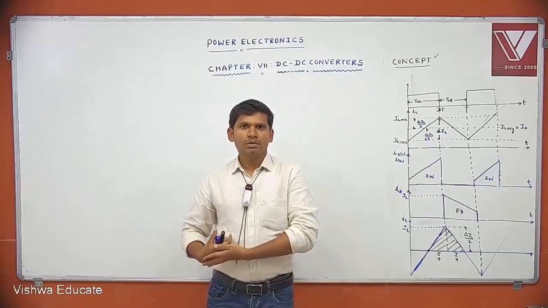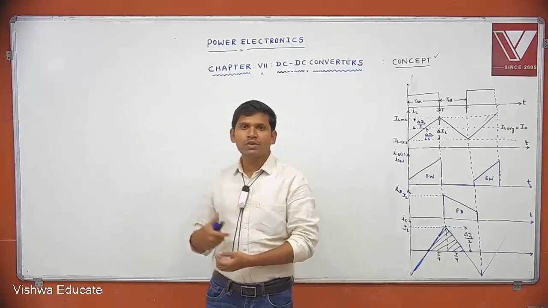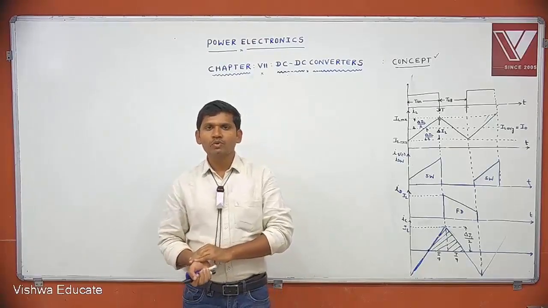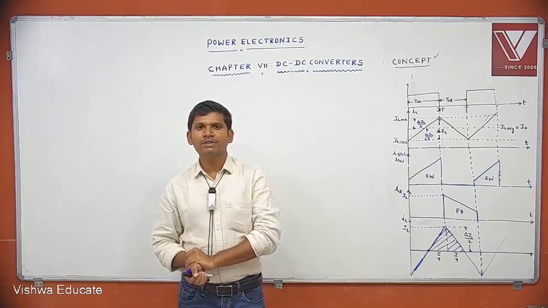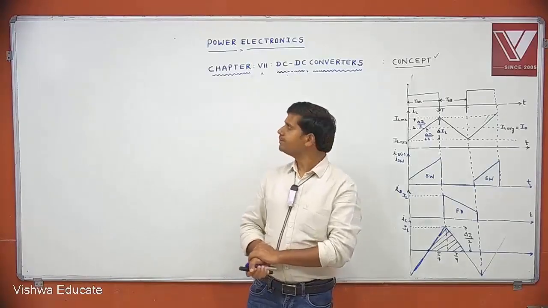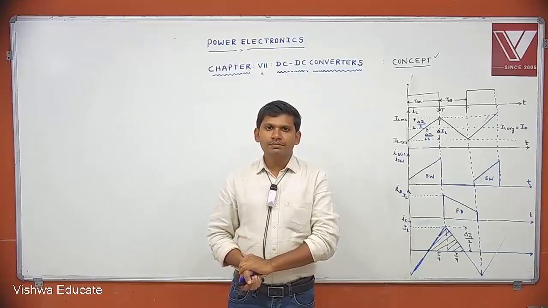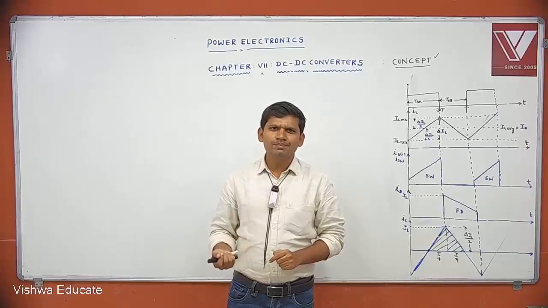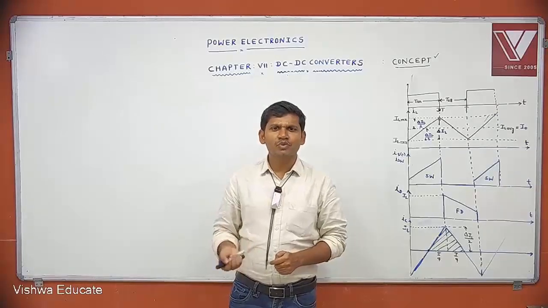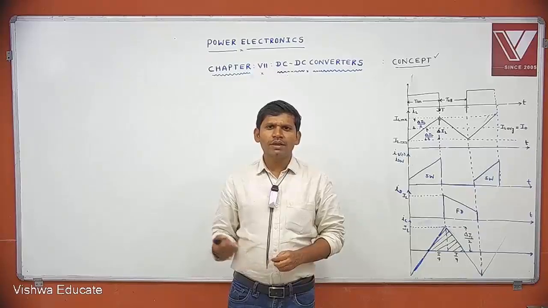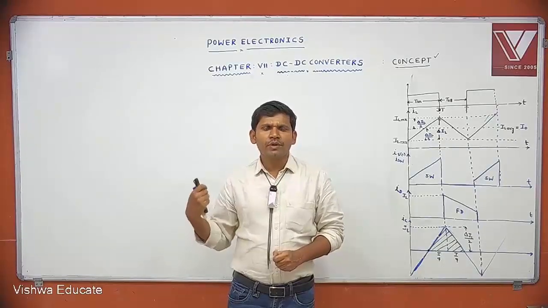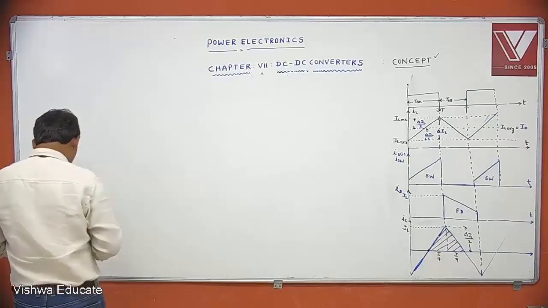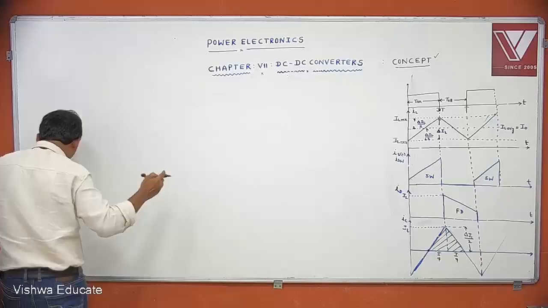So far, in DC to DC converters, I discussed in detail what exactly a buck regulator or step down chopper is, in both continuous and discontinuous mode. That concept I discussed. The next converter in DC to DC converters, based on output voltage level, is the boost regulator or step up chopper. Now we'll see what exactly the circuit of the boost regulator or step up chopper is and what the analysis is. We'll start with the step up chopper or boost regulator.